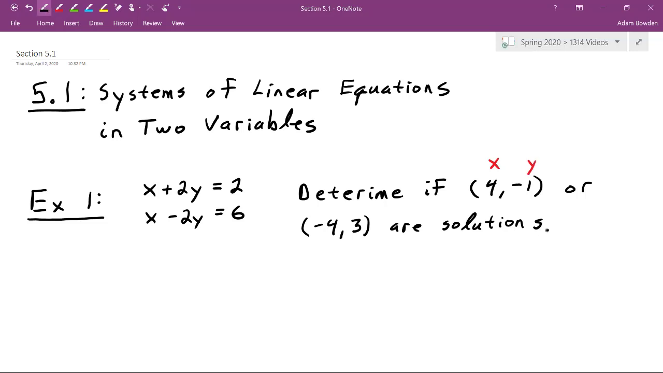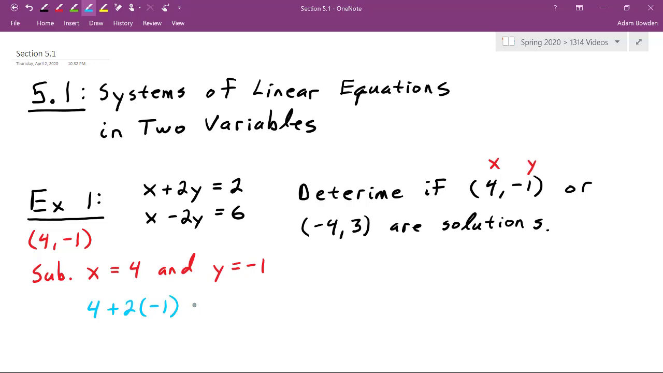What we're going to start off doing is figuring out if either one of these represents a solution to the system of equations. The way we're going to tell that is we're going to substitute the numbers in for x and y. We're going to start off with 4 comma negative 1, and we'll substitute x equals 4 and y equals negative 1. That would look like 4 plus 2 times negative 1, and we're checking in that equation if it equals 2. Then 4 minus 2 times negative 1, we're checking if that equals 6.